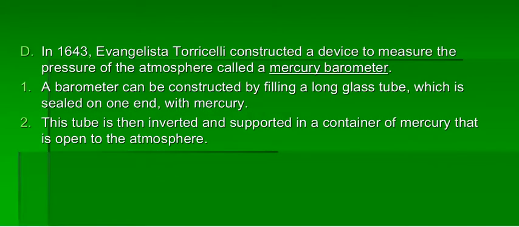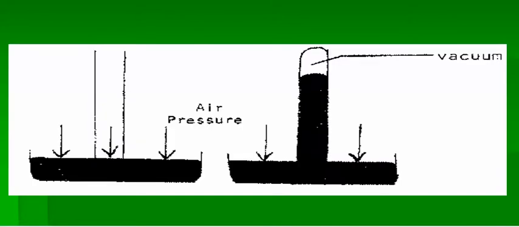In 1643, Torricelli constructed a device to measure the pressure of the atmosphere, or the atmospheric pressure, and he called this a mercury barometer. A barometer is simply a long glass tube which is sealed on one end and it's filled with mercury. The tube's inverted and it's supported in that container of mercury that's open to the atmosphere. So here is what a simple barometer looks like.